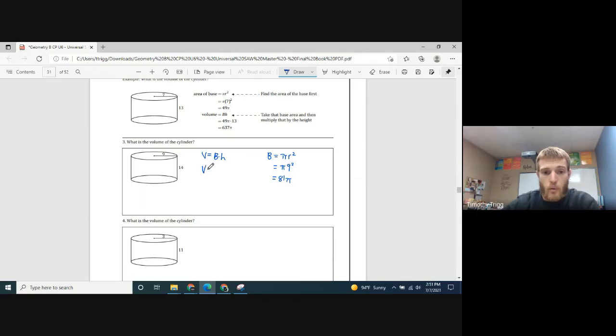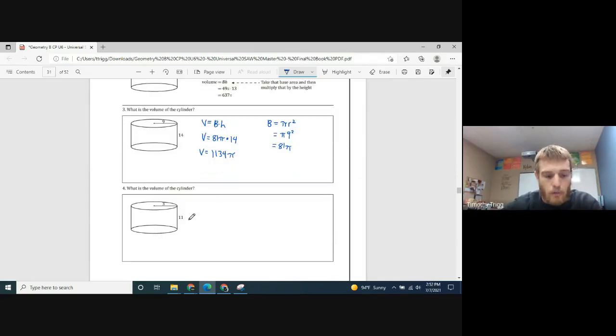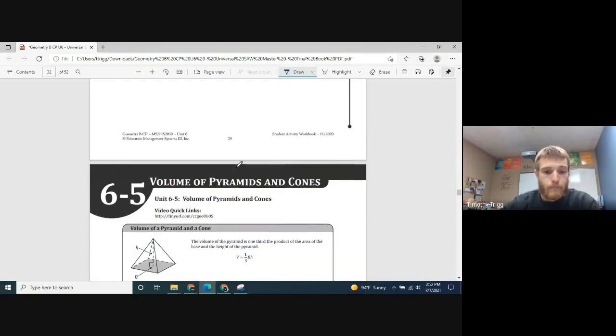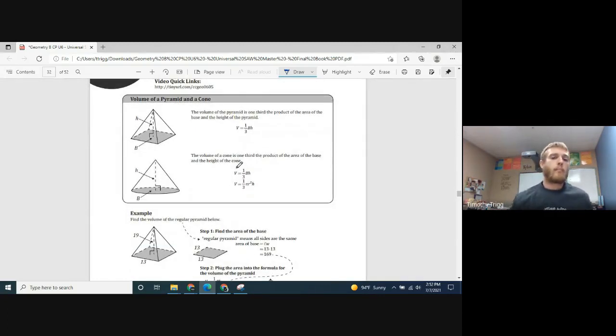So our volume will be 81 pi, that's the area of the base, times the height, 14. So the volume of this cylinder is 81 times 14. So that's 1,134 pi. Okay. So now that you've seen that example, see if you can do number 4 on your own. So go ahead and pause the video and give that a try. Once you're done with that, we'll move on to this.